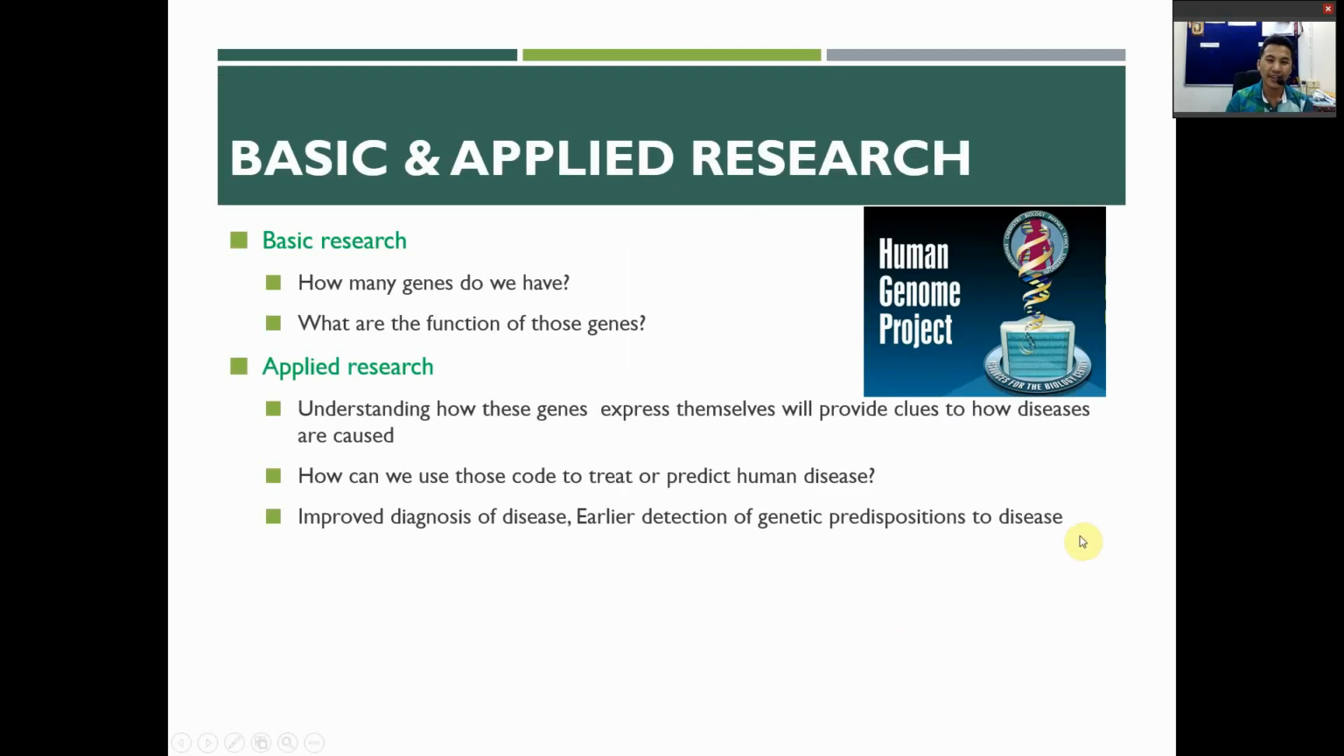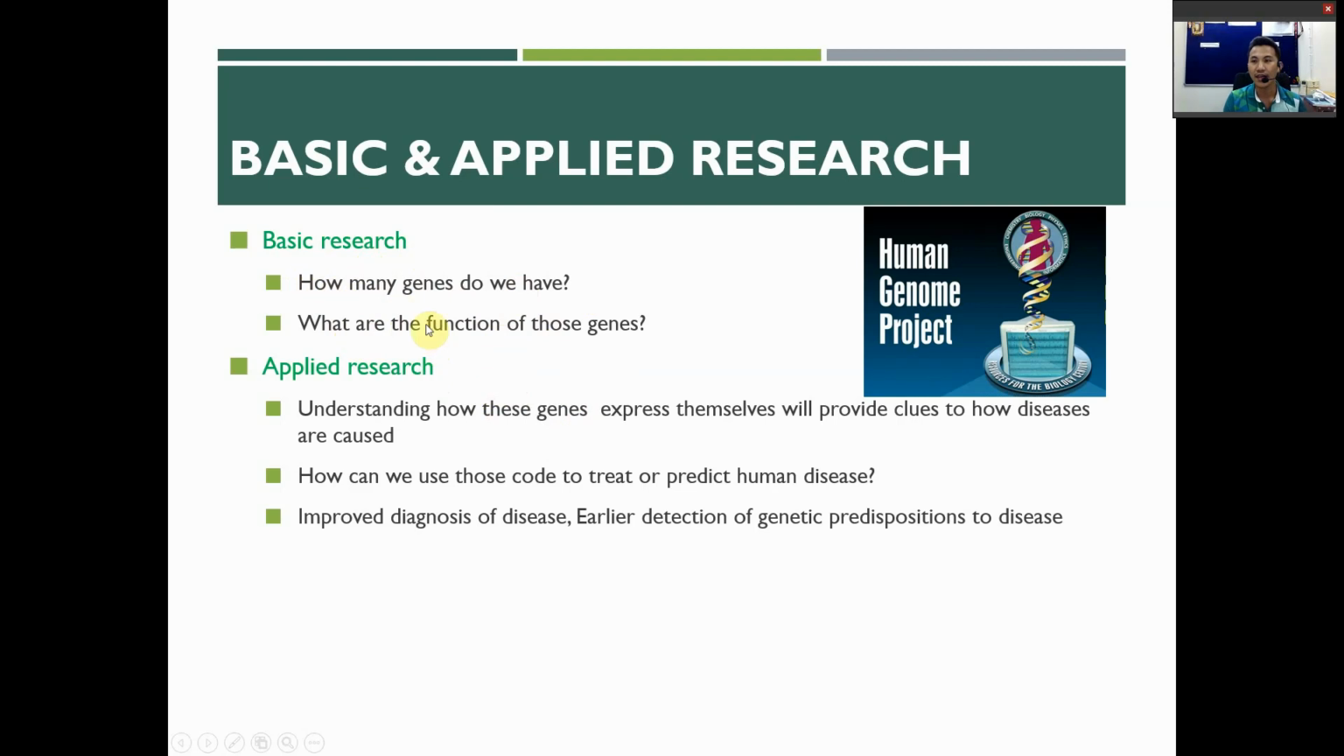Okay, again, this is a very good example between basic research. For instance, we talk about so much stuff about genes and everything in terms of molecular biology. For that case, basic research, here are the questions that we probably have. Like, how many genes do we have? What are the functions of those genes? This is the question that we'd like to study in basic research.